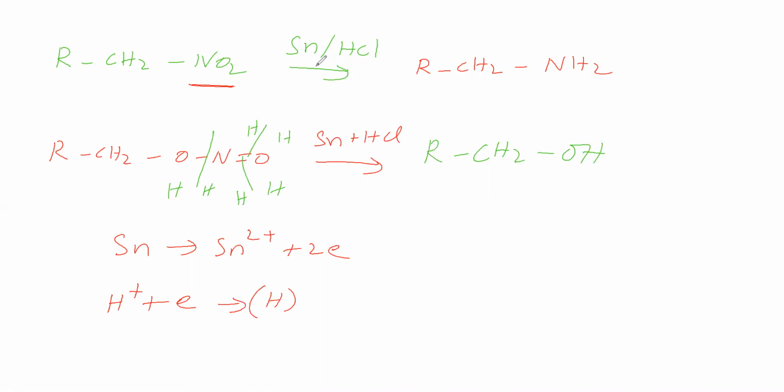Whereas a nitro compound on reduction with the reducing agent tin and HCl gives an amine. So the nitro group is converted into an amine, whereas the nitrile is converted into alcohol with the reducing agent metal plus acid. This is one distinction between a nitro compound and a nitrile compound. What is another distinction that we will see? Now we will take a nitro compound, RCH2NO2.